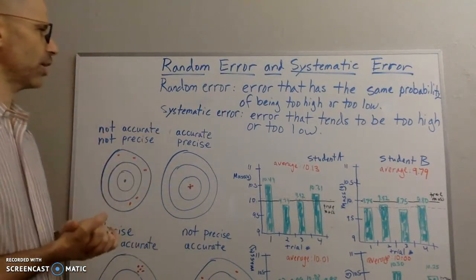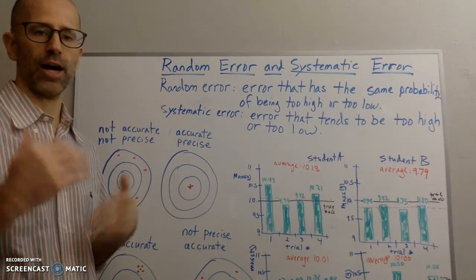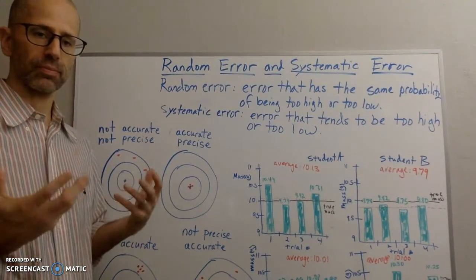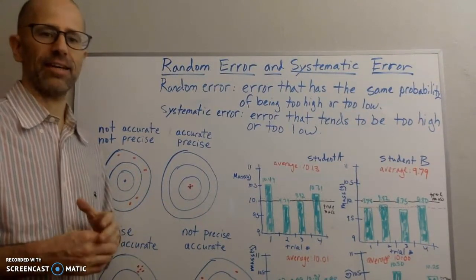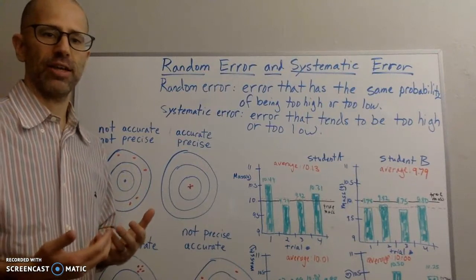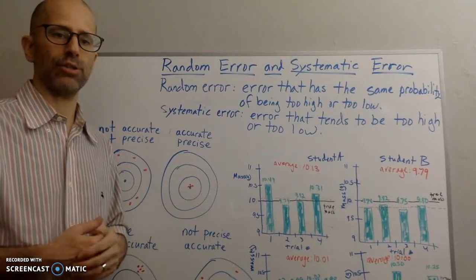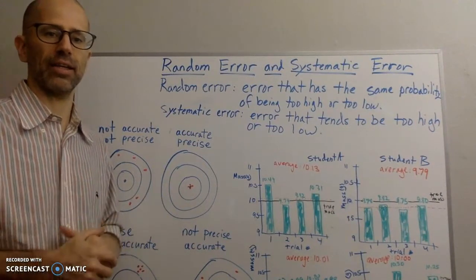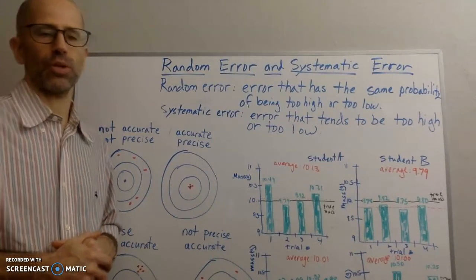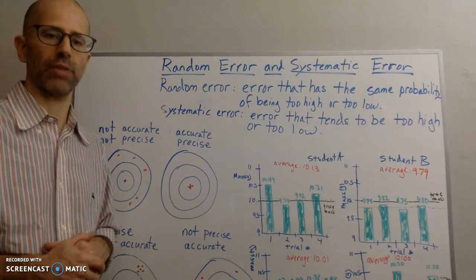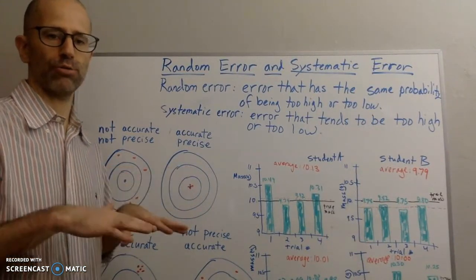So random error is error that has the same probability of being too high or too low. What that means is, in your instrument, in any measurement, there are inherent errors that you just can't get away from. You can do your best to avoid them or limit the number of errors in your measurements, but there's always going to be some sort of error, and that's the random error that makes your value go too high or too low, right?